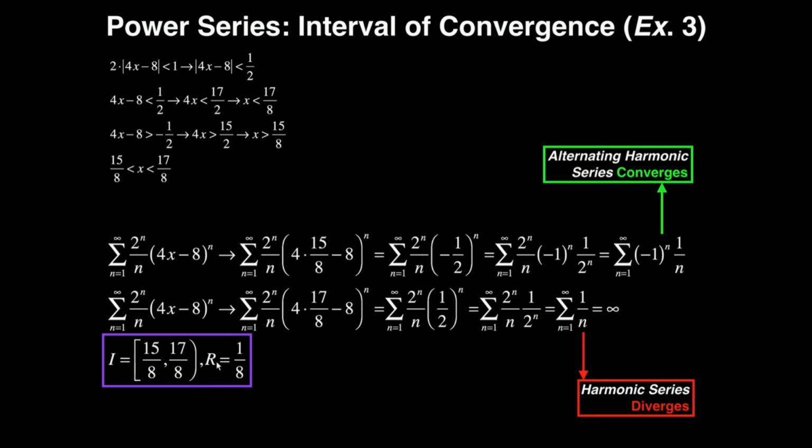And how do you determine the radius of convergence given the interval? Well, what you can do is take the upper limit minus the lower limit. So 17 over 8 minus 15 over 8 is 2 over 8. And then just divide that by 2, and you get 1 over 8. So if you take the upper limit minus the lower limit, divide it by 2, that's your radius of convergence. And it makes sense because a radius is half a diameter in terms of a circle, I suppose.